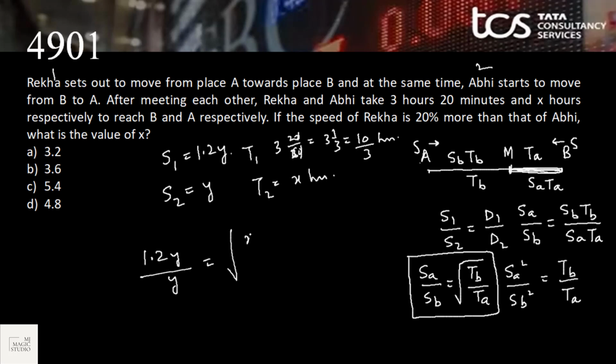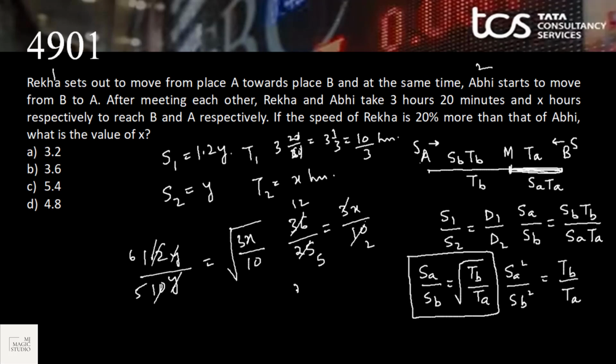T2 is X upon T1 is 10 by 3. So it would be 3X by 10. Cancel. This is 6 by 5. If I square both sides, 36 by 25 equals 3X by 10. 3 goes 12. 5, 5, 5, 2. So X is 24 by 5. That is 4.8. Value of X is 4.8. That is in option D.